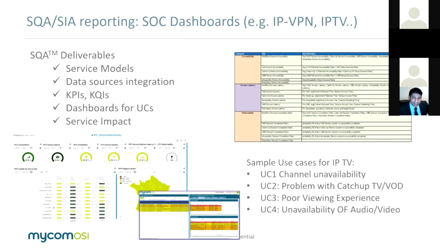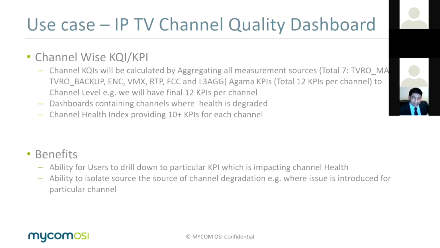As you can see, this is an example of some sample use cases where we are able to look at the channel unavailability and problem with catch-up TV or video on demand, poor viewing experience, and unavailability of audio and video. So those are the specific use cases that we look at on a specific channel level, right? If your Sky Sports is failing for your customers, we are able to identify the specific channel level degradation, which consists of the end-to-end network from TVRO to encoding to BMX to FCC to layer 3 aggregator and so on. So all on a service level.